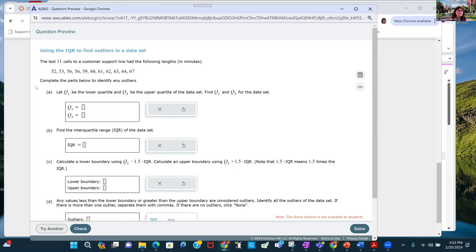All right. Do we want to do one? These are already sorted. There are 11 calls. So the median is going to be right in the middle. 1, 2, 3, 4, 5 to the left and 5 to the right. So that's the median. The lower quartile is 56 and the upper one is 63. So 63 minus 56 is 7. Now you're going to take 1.5 times 7. Grab a pen.